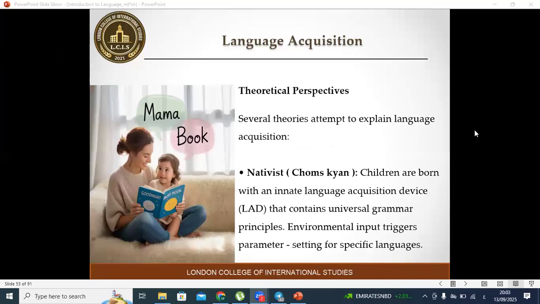Theoretical perspectives. Several theories attempt to explain language acquisition, just like the nativist from Chomsky. Children are born with an innate language acquisition device, LAD, that contains universal grammar principles. Environmental input triggers parameter setting for specific languages.